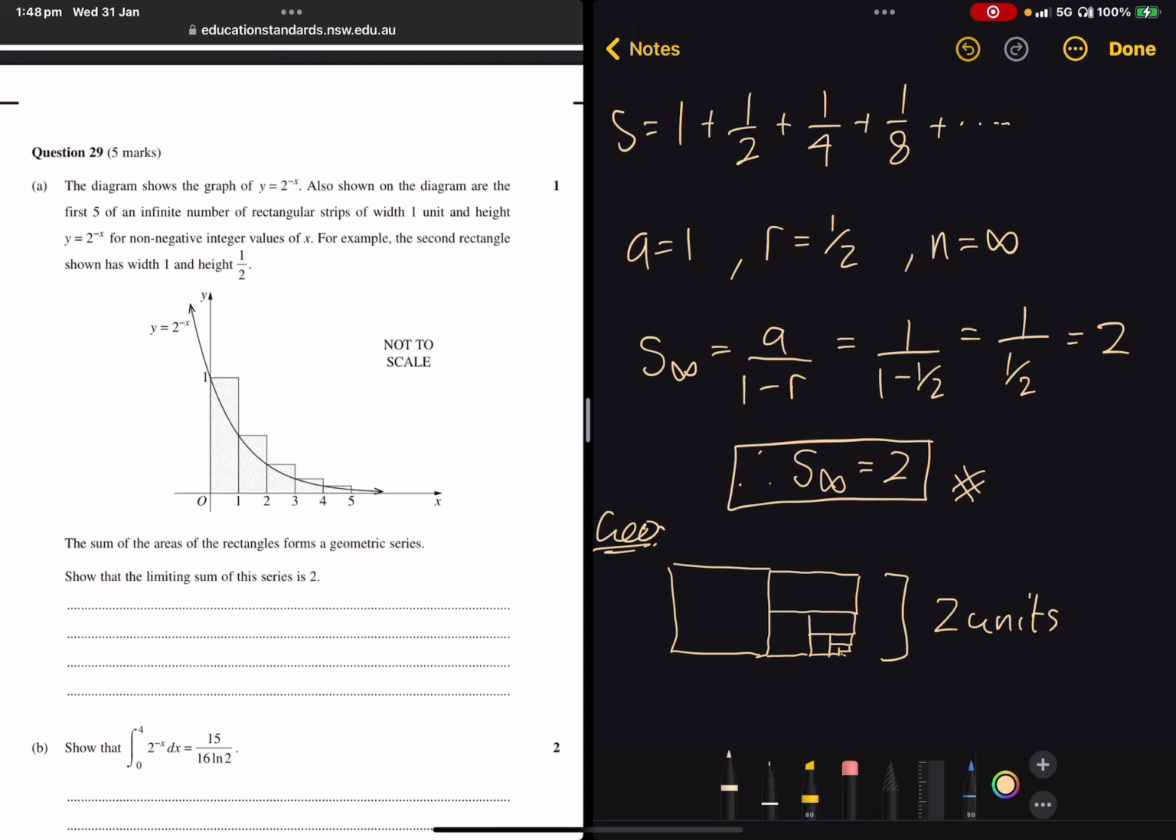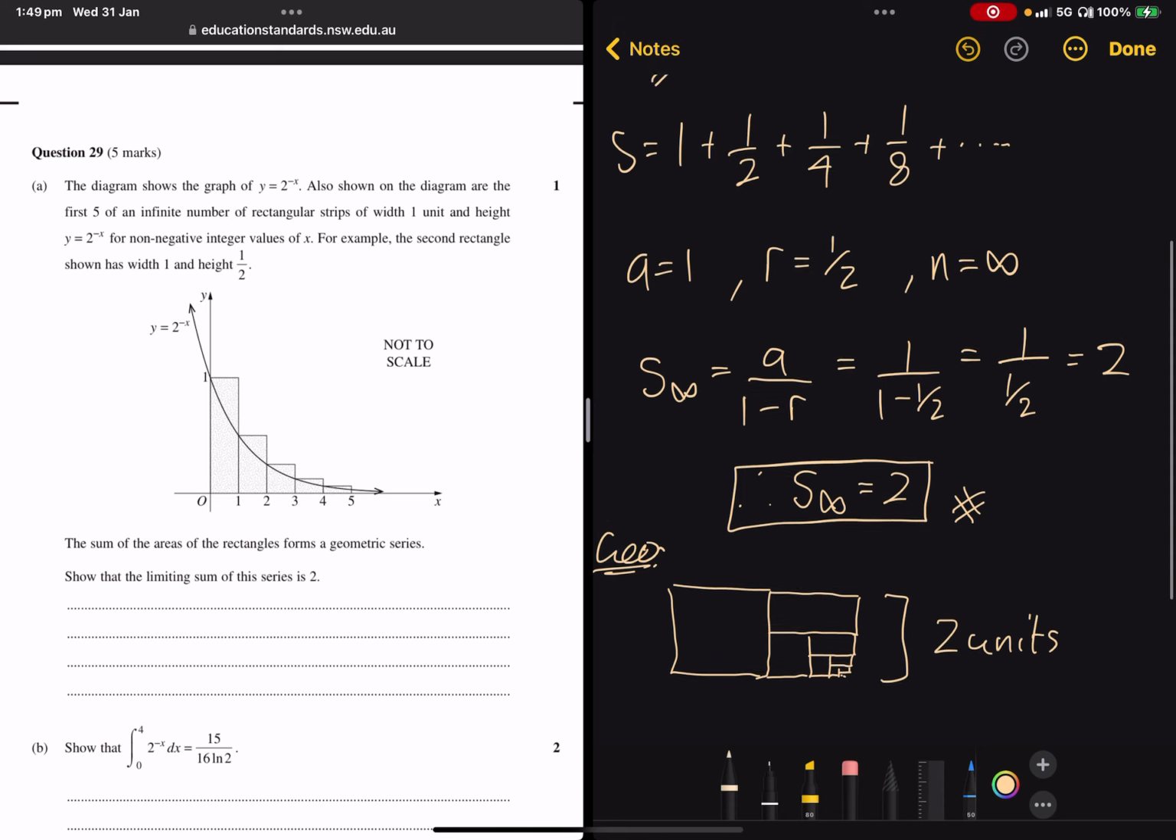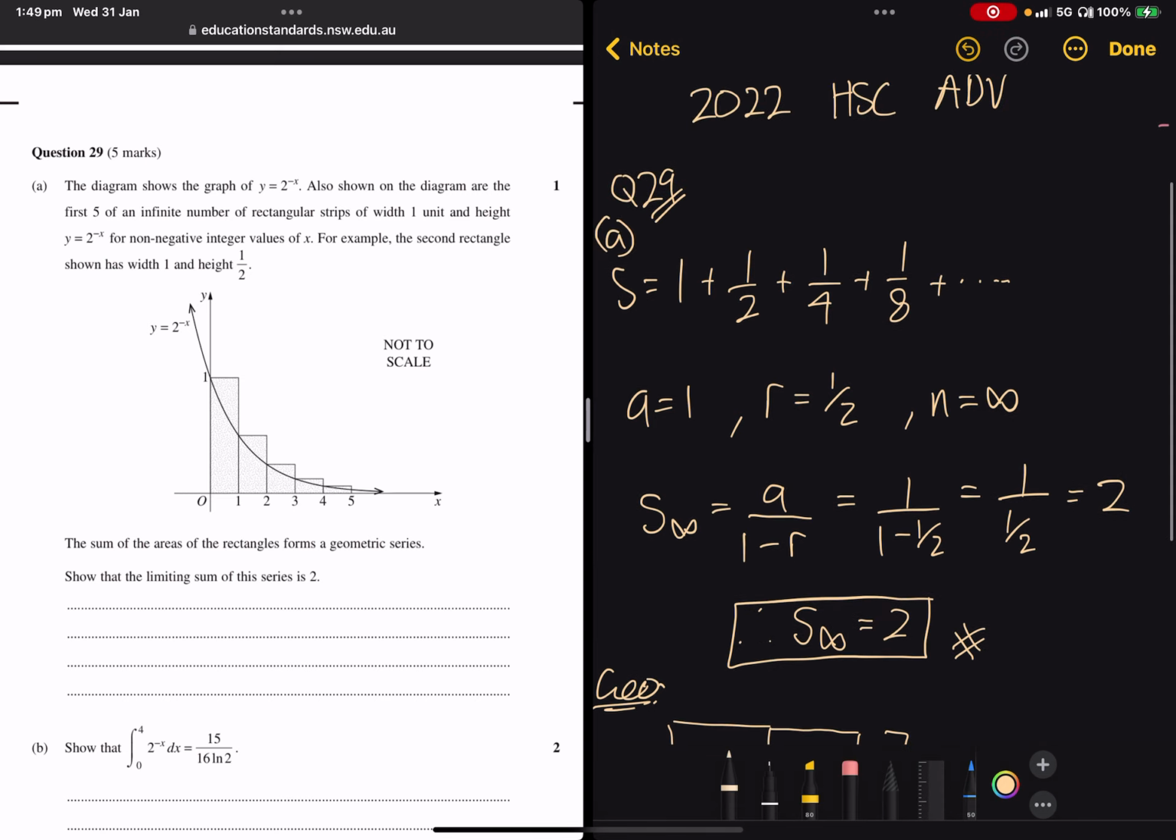So these can be done arithmetically, it can be done using formulas, or it can be done geometrically. The question did tell us to show the limiting sum is 2, so it's better to use the summation formula in this case. So this is part A to question 29.